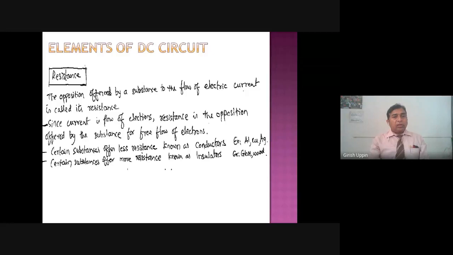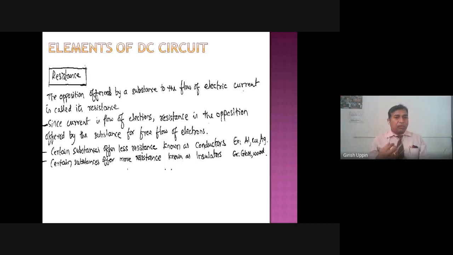Resistance is the opposition offered by a substance to the flow of electrons through its body, and different bodies offer different resistances. Based on that, there are certain bodies which allow free electrons to flow easily through their body. Those are called conductors. Examples are aluminum, copper, silver.